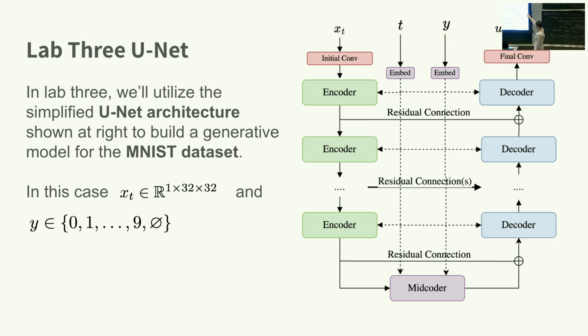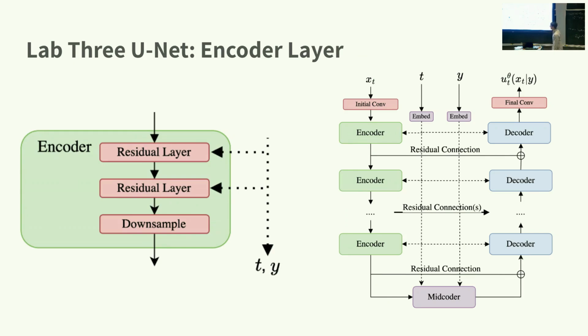And the two other things you should note is T is embedded. In the lab, you'll see we use Fourier or sinusoidal embeddings. These are similar to positional embeddings used in language models. And then we also embed Y. Y is discrete here, so this is easy. And in the lab, you can take a look at how we do this. Right. Okay. So what does the encoder look like? It's two of these residual layers, which we'll talk about in a sec. So it just processes it, and then it downsamples it, increases the number of channels, decreases the number of pixels.